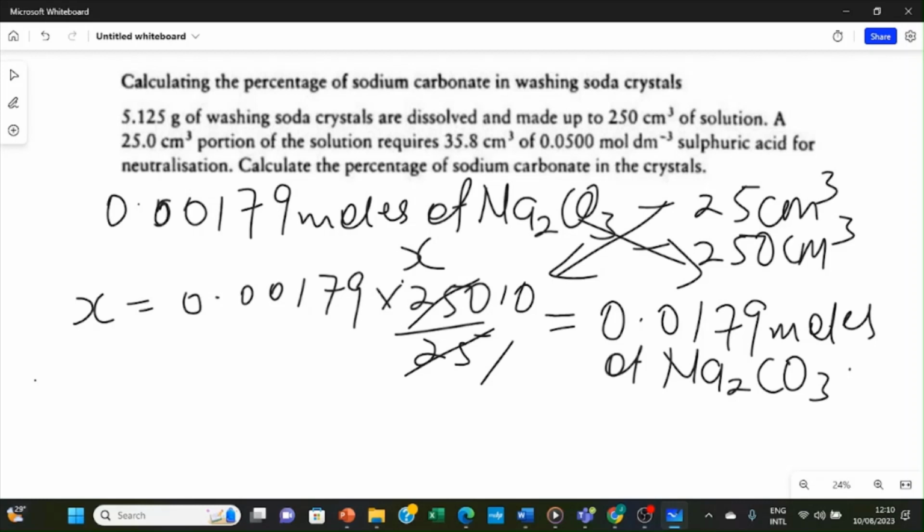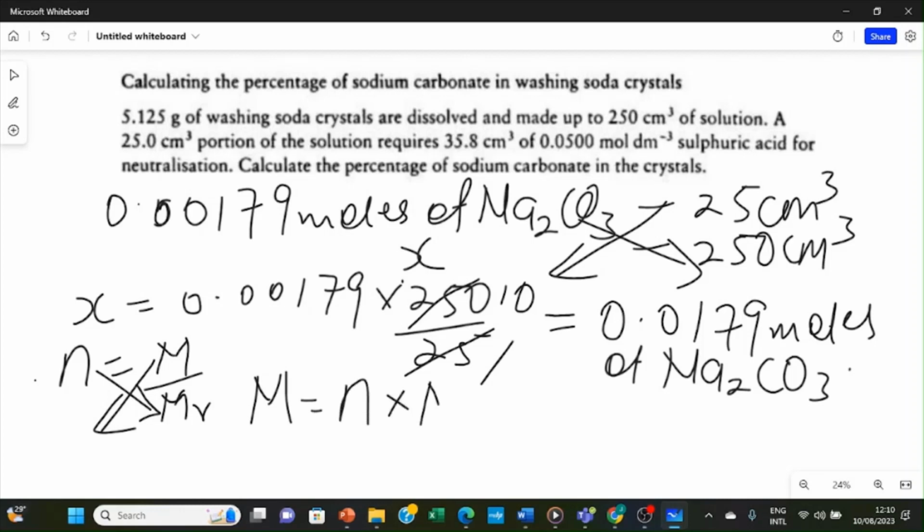So the next thing we're going to calculate the mass of sodium carbonate. So that is the mass of the pure sample of sodium carbonate. So number of moles is equal to what? Mass over what? Molar mass of sodium carbonate. So when you cross multiply, the mass now will be equal to number of moles of sodium carbonate times the molar mass of sodium carbonate. So the mass now will be equal to, what is the number of moles? 0.0179 times the molar mass.